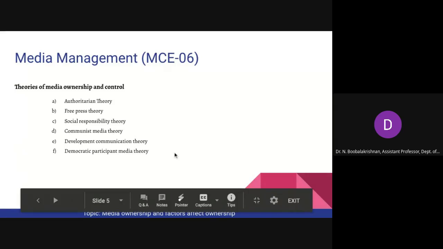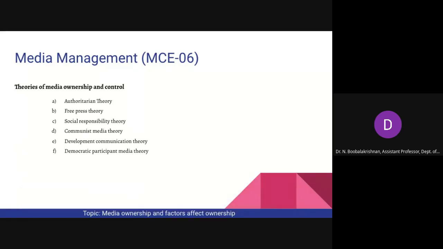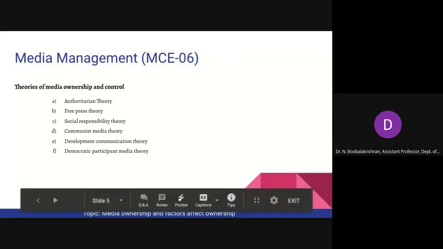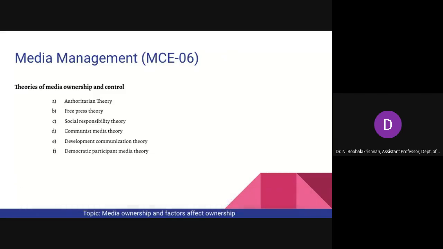So the background of these theories will help you to understand the concept of media ownership and different media patterns. As I said, the first four normative theories of the press are the authoritarian theory, free press theory, social responsibility theory, and communist media theory. Later, these two, development communication and democratic participant theory, were added by Siebert et al. So these theories of media ownership will help you to understand the different ownership patterns and what the pluralists argue about media ownership and control.